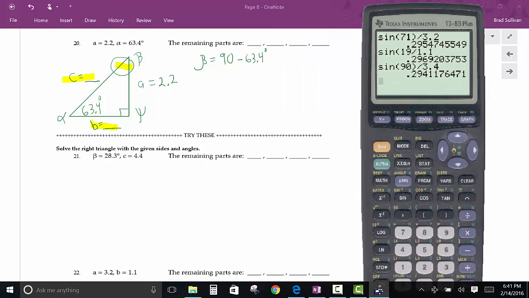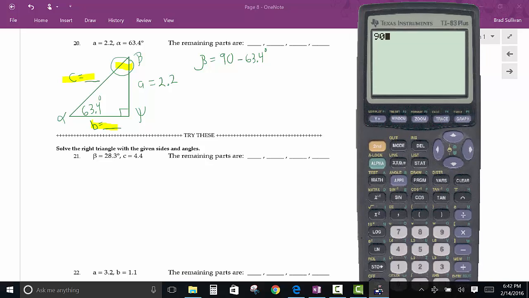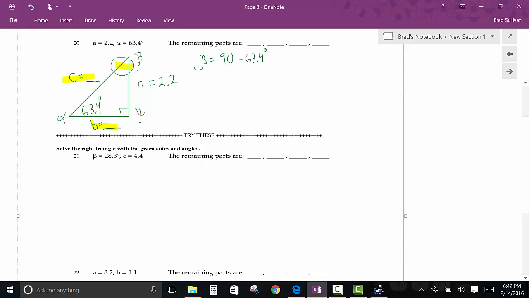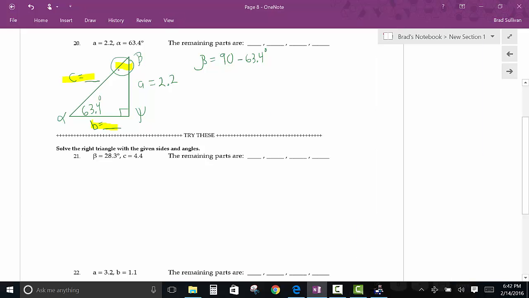We can do that by hand or by the calculator. So 90 minus 63.4 degrees is going to be 26.6 degrees. Now we can fill that in as the angle value, 26.6 degrees.